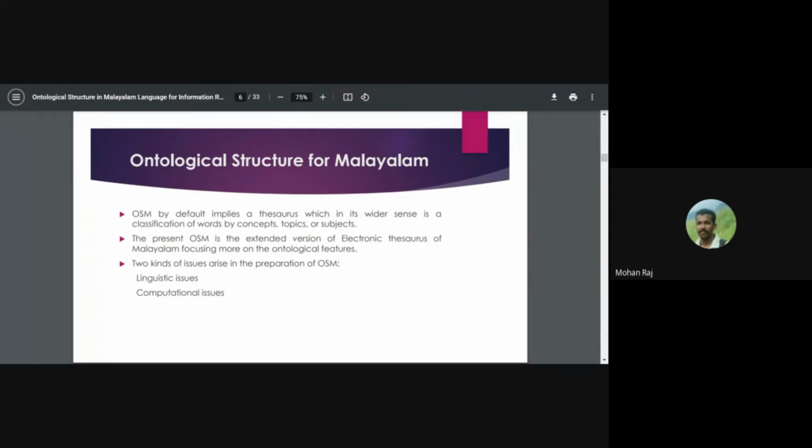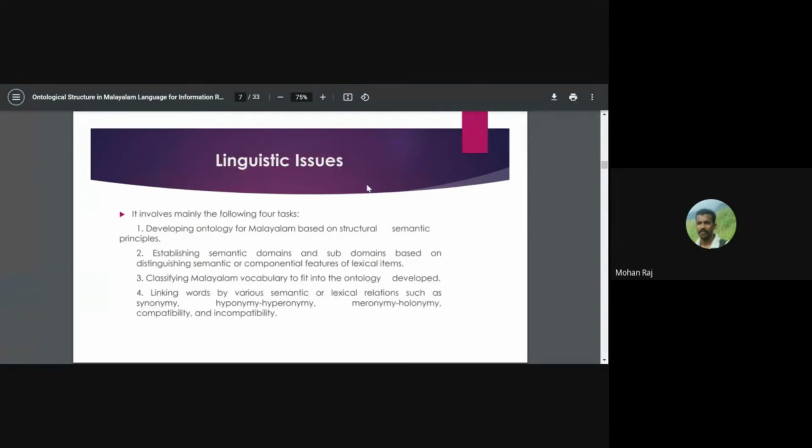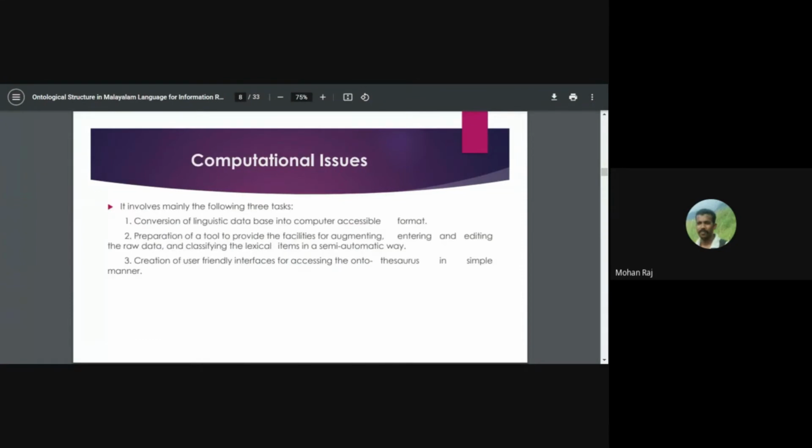Going to linguistic issues, it involves mainly the following four tasks: developing ontology for Malayalam based on structural semantic principles, establishing semantic domains and subdomains based on distinguishing semantic or componential features of lexical items, classifying Malayalam vocabulary to fit into the ontology developed, linking words by various semantic or lexical relations such as synonymy, hypernymy, meronymy, holonymy, compatibility, and incompatibility.